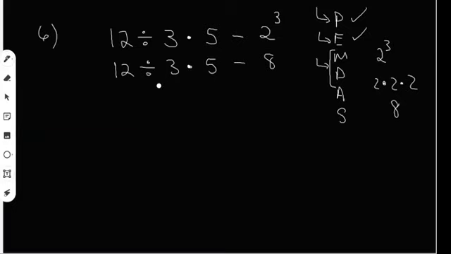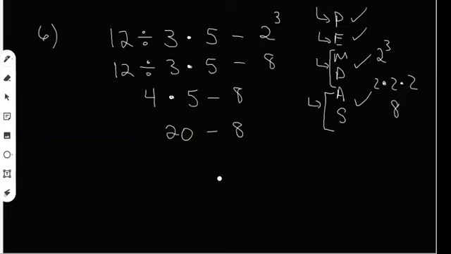So what's 12 divided by 3? Wouldn't that just be 4? So 12 divided by 3 is going to give me 4. And then I bring down the rest of the stuff. Now let's do multiplication. 4 times 5 is going to give me 20. I bring down the minus 8. So now multiplication and division are done, and I move on to addition and subtraction. And then 20 minus 8, that's going to give me 12. That's it. Once you get to a single number, like 12, you're done.